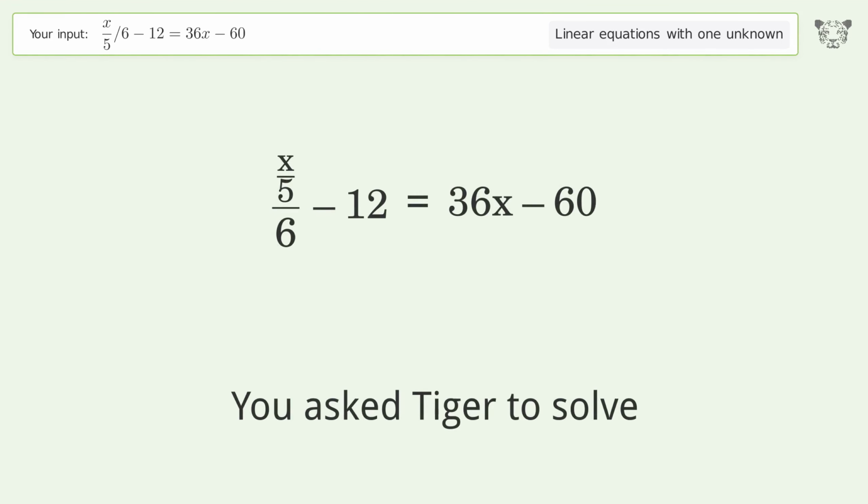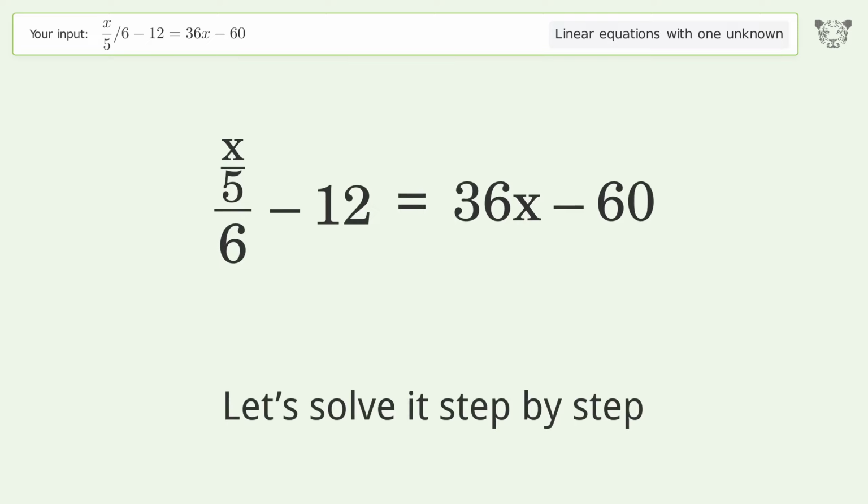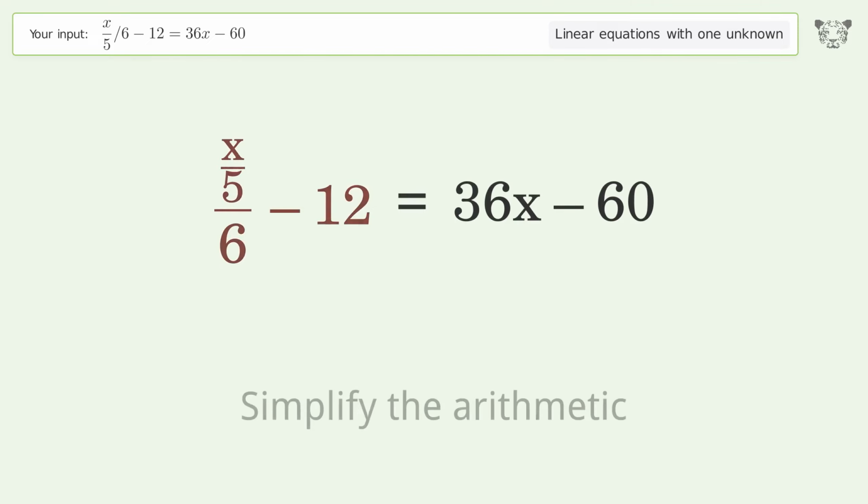You ask Tiger to solve. This deals with linear equations with one unknown. The final result is x equals 1440 over 1079. Let's solve it step by step. Simplify the expression. Simplify the arithmetic.